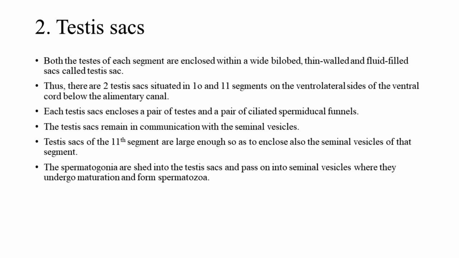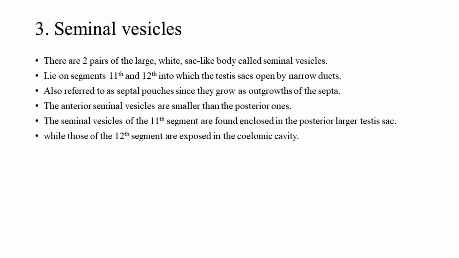The spermatogonia are shed into the testis sacs and pass on into seminal vesicles where they undergo maturation and form spermatozoa. 3. Seminal vesicles. There are 2 pairs of large, white, sac-like bodies called seminal vesicles. They lie in the 11th and 12th segments, into which the testis sacs open by narrow ducts. Also referred to as septal pouches since they grow as outgrowths of the septa. The anterior seminal vesicles are smaller than the posterior ones.